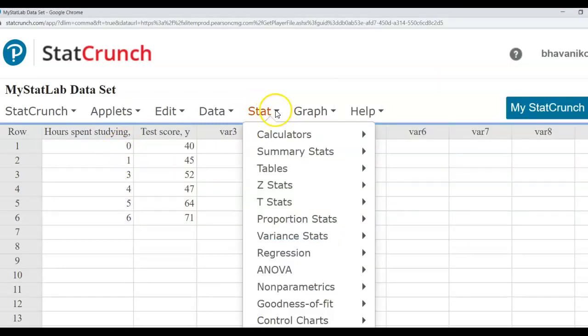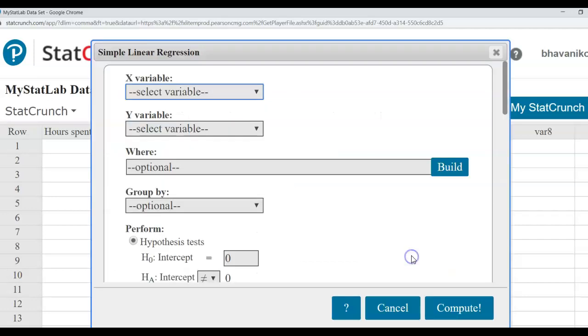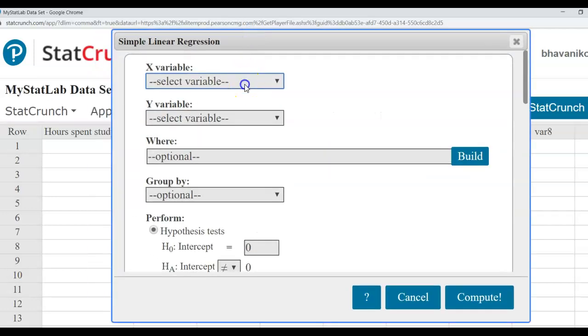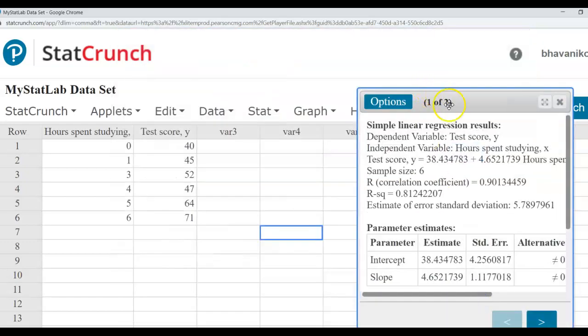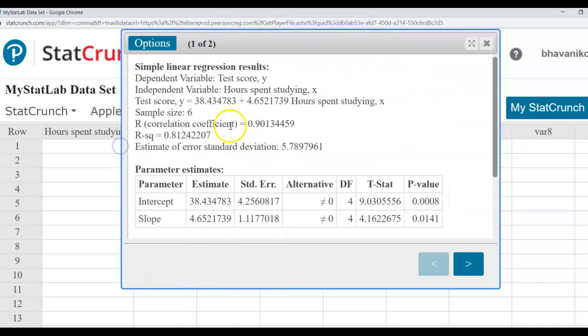So once I have this, where do I go? Regression and simple linear. Write this down. Regression and simple linear. Once I have it, I will go ahead and put my x in x and put my y in y. If you interchange these, your whole answer is going to be messed up. So keep that in mind. I will go ahead and compute. And you will have two windows here. One is your data and the other one is your graph.